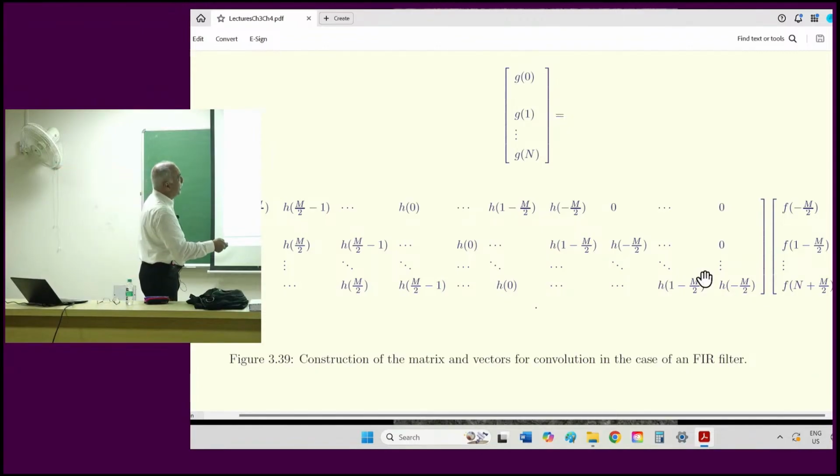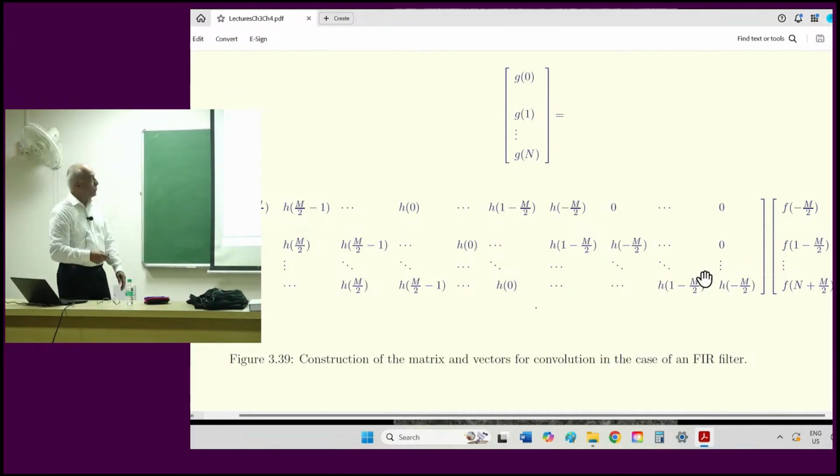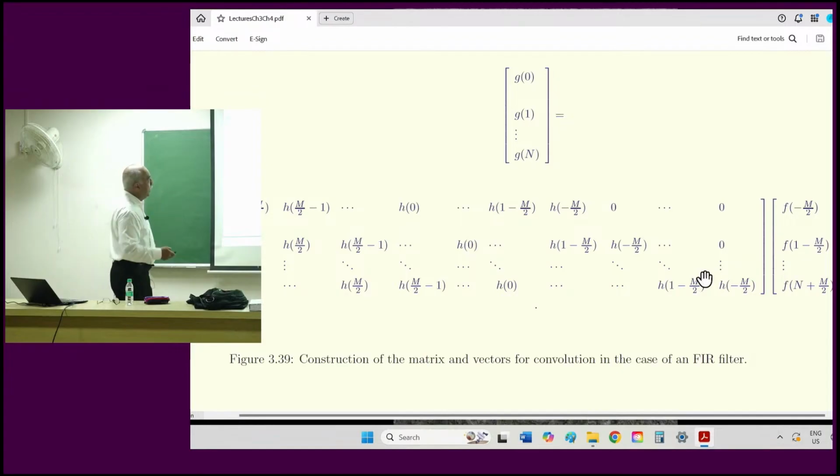The input is also written going from minus m over 2 to n plus m over 2. If it is causal, then the negative index values will be 0. The output is obtained for 0 to n for causality. But input may not exist for negative values. This is simply notational convenience. Although these are causal, you can impose causality on this.